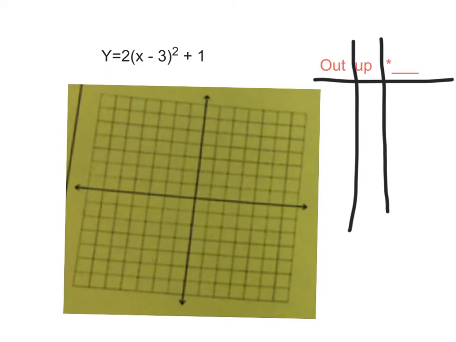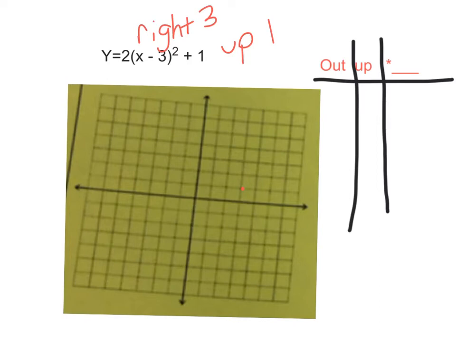The first thing that I'm going to do is what I would normally do with my graphs. I'm going to look and say that this part here is going to move right 3 and up 1. So I can go ahead and put my vertex on my graph. From 0, 0, I go right 3 and up 1, and I'm going to put a dot.